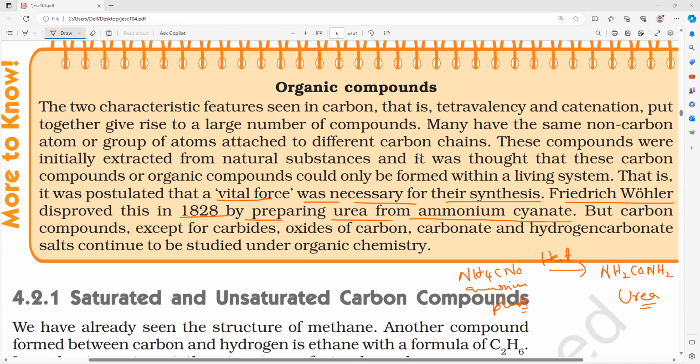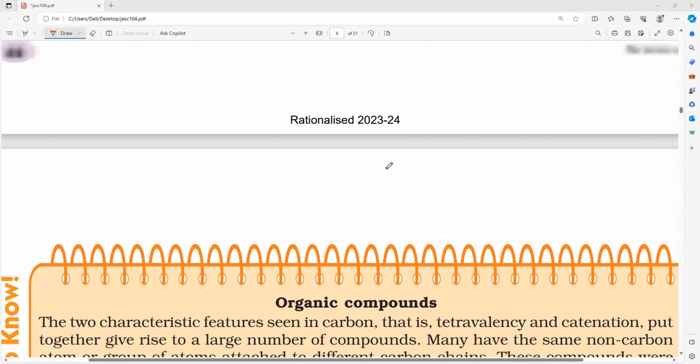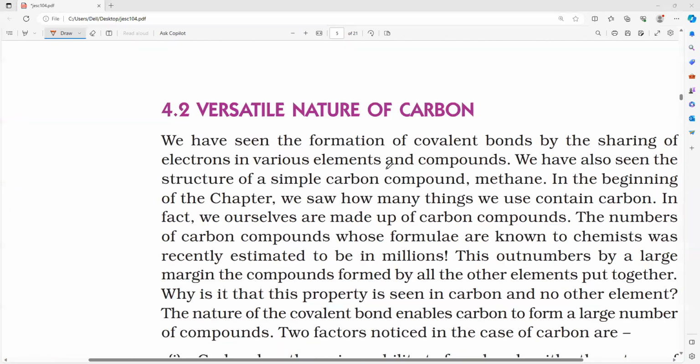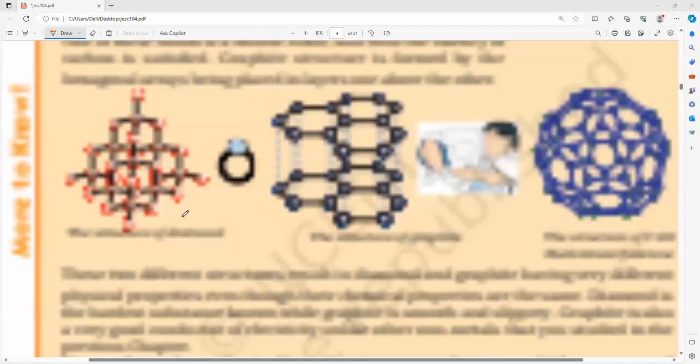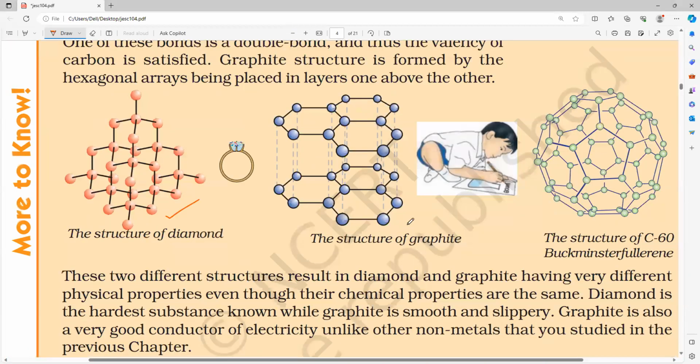Now, my sincere suggestion: I left out the concepts of allotropes of carbon, that is diamond and graphite, as well as fullerenes. The fullerene example is C60, Buckminsterfullerene.